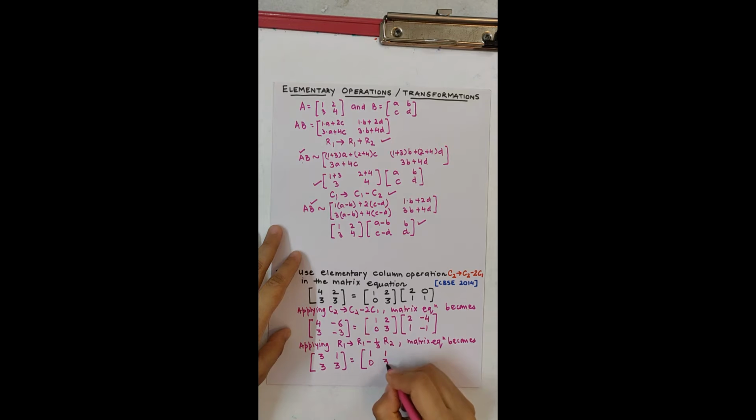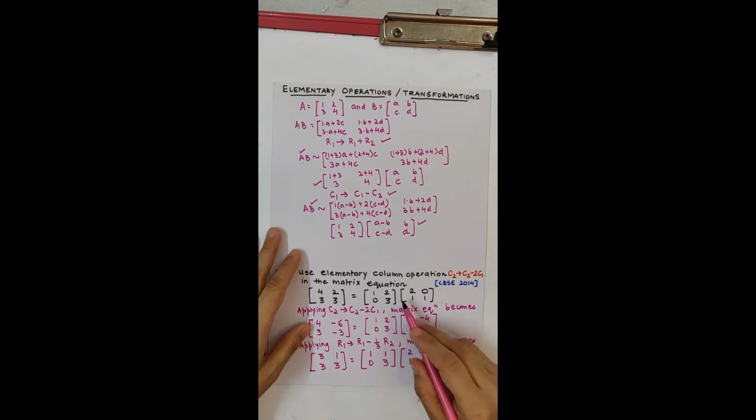And [0, 3] would remain as it is, and here the second matrix will remain as it is. All right, so you must remember column operation when applied to product of two matrices will be applied to the second matrix, and row operation when applied to product of two matrices will be applied to the first matrix.